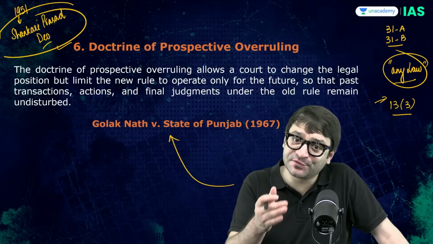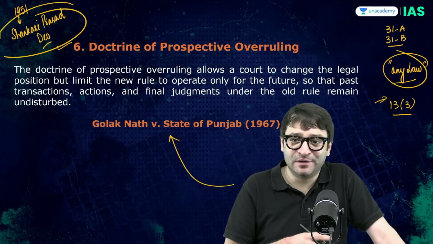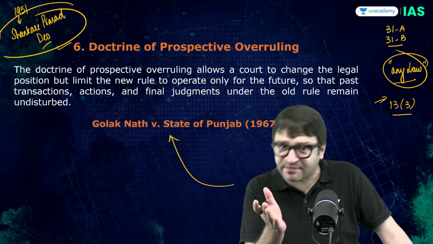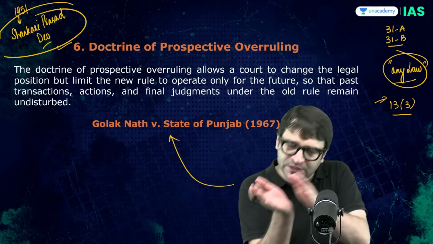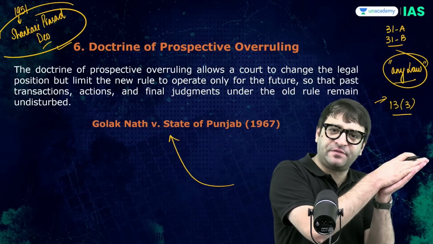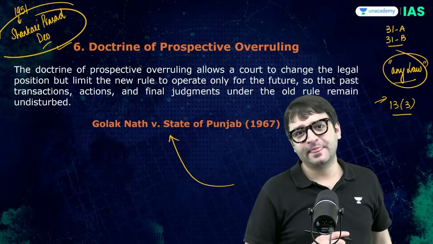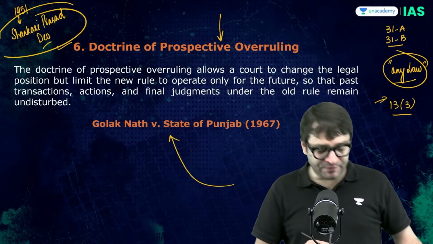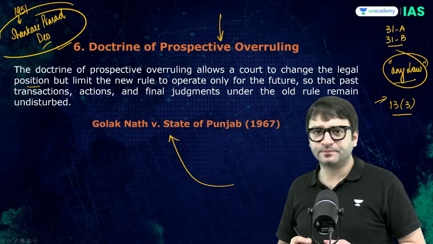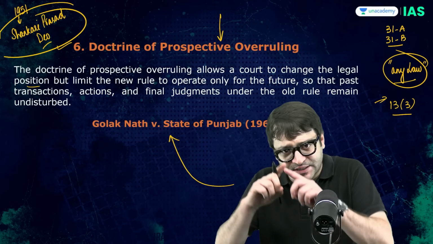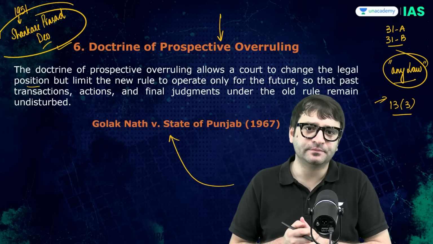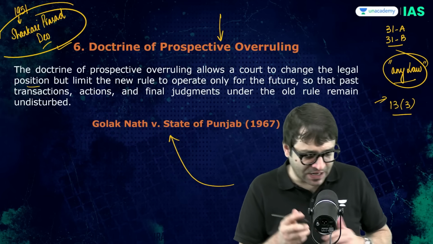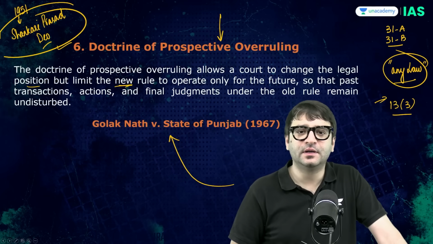But fundamental rights were abridged before that, modified before that. Will this judgment apply retrospectively? That means all the changes made to the fundamental rights previously, they are also null and void? No. Prospective overruling. We have changed our legal position. We are now saying fundamental rights cannot be amended by the Parliament, not even by invoking Article 368. So we have now created a new rule.